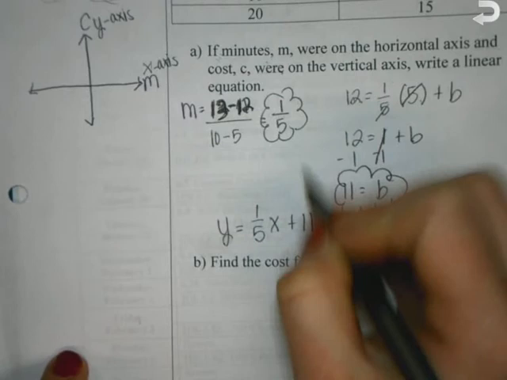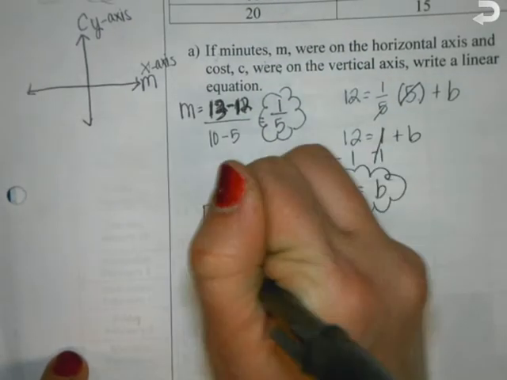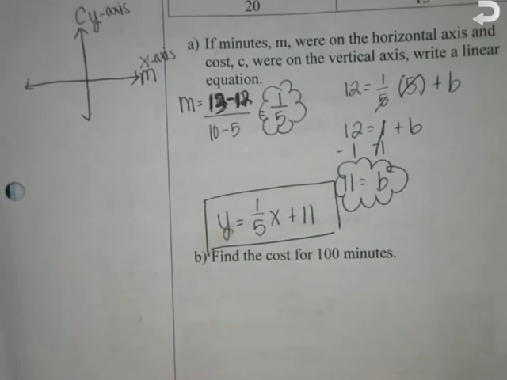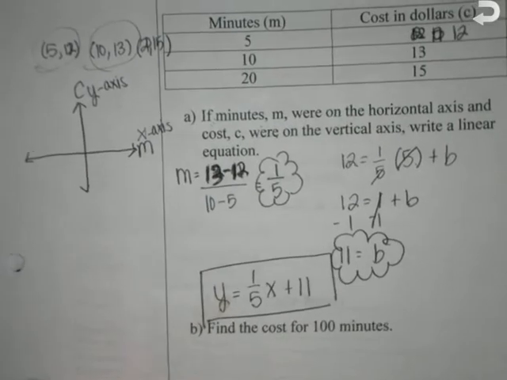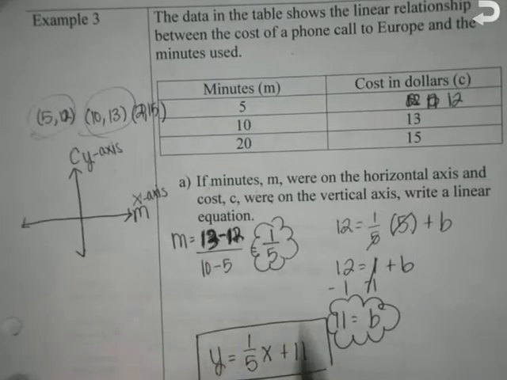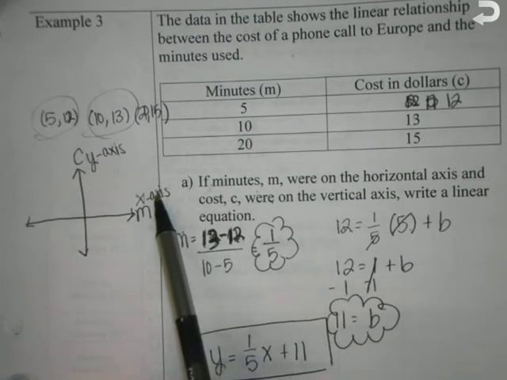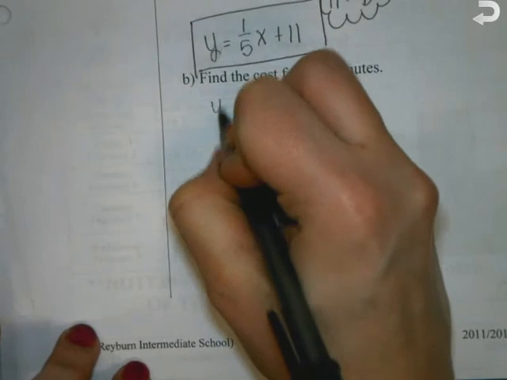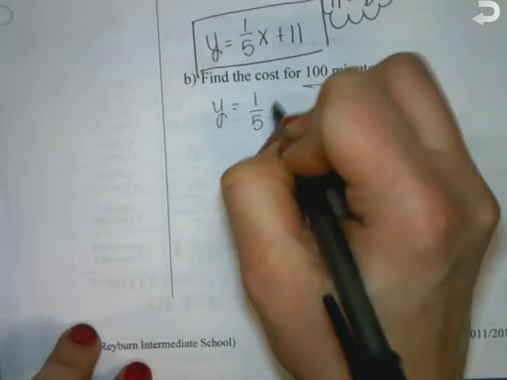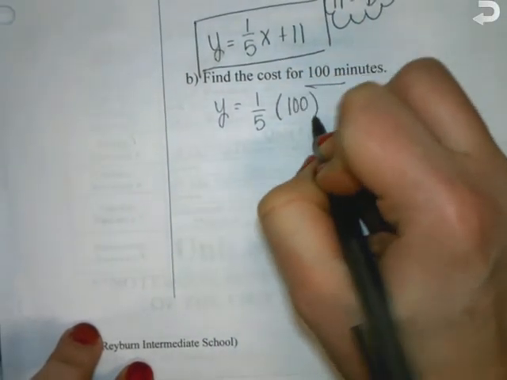Okay. Find the cost for 100 minutes. Is minutes x or is minutes y? Oh, it's X. So we're going to plug in 100 for x. So y equals 1/5 times 100 plus 11. Does 1/5 times 100 reduce? Yes. 25 or 20? 20.